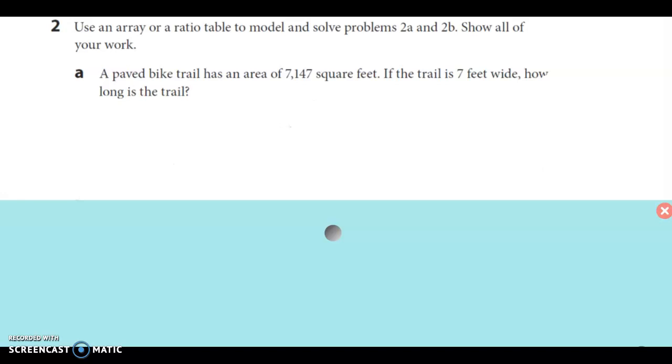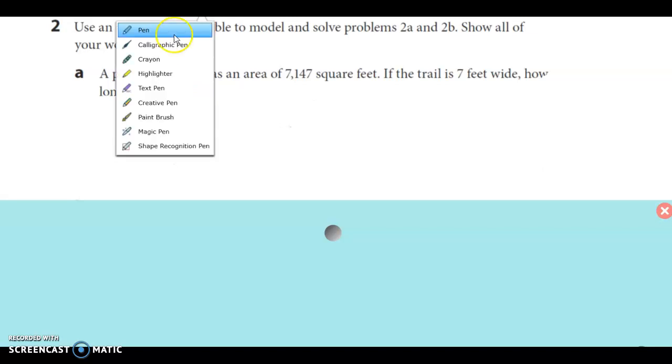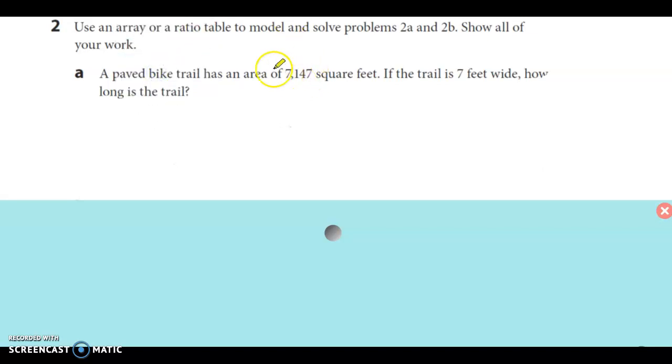Problem 2. Use an array or ratio table to model and solve problems 2a and 2b and show all of your work. Let's look at 2a. 2a says a paved bike trail has an area of 7,147 square feet. So I'm going to highlight that area of 7,147 square feet, and the trail is 7 feet wide. We want to solve for how long is the trail, so we're trying to figure out the length.